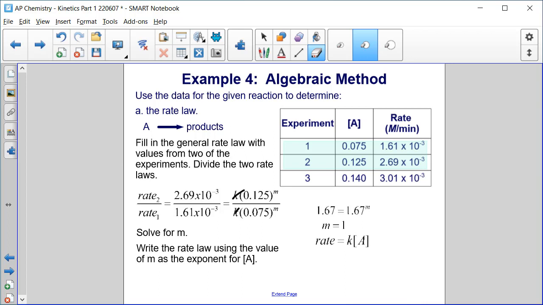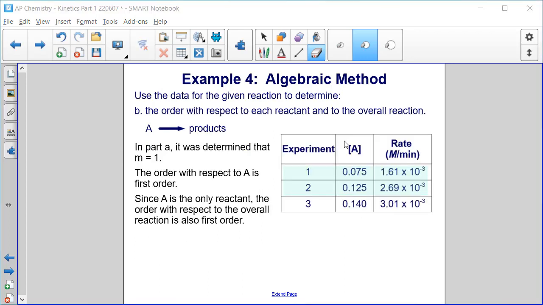Let's look at part B in the next slide. In part B, we're asked to find the order with respect to each reactant and the overall reaction. In part A, we determined that the order with respect to reactant A, that exponent M, was equal to 1. So the order with respect to A is first order. Since A in this case is the only reactant, the order with respect to the overall reaction is also first order. So this reaction is first order with respect to A and first order overall.